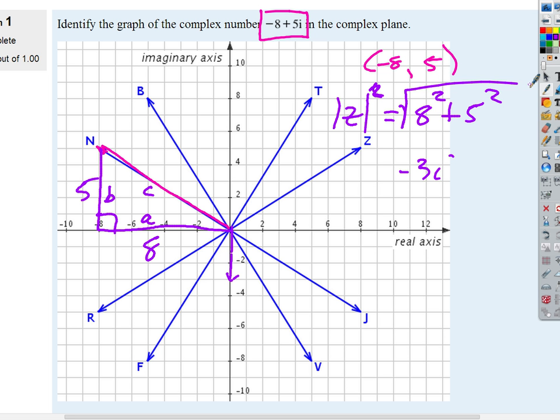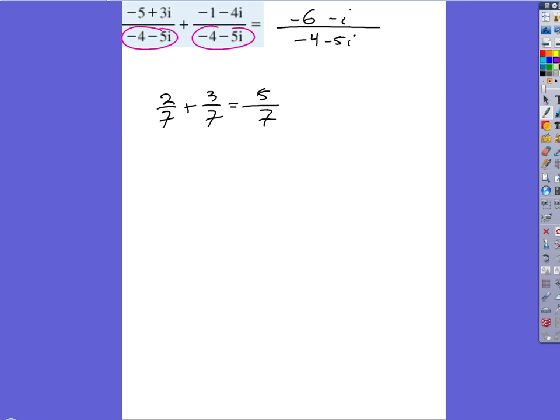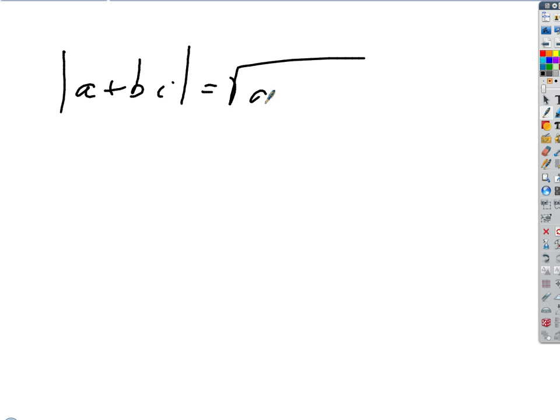Now we can make a formula out of that. It's really simple. Instead of pinning it down to be 5 and 8, what if we just called it A and B, right? If we just know that A is the real part, B is the imaginary part, don't we always end up with something like this? The modulus of A plus B times i would just be the square root of A squared plus B squared every time. Easy, right?